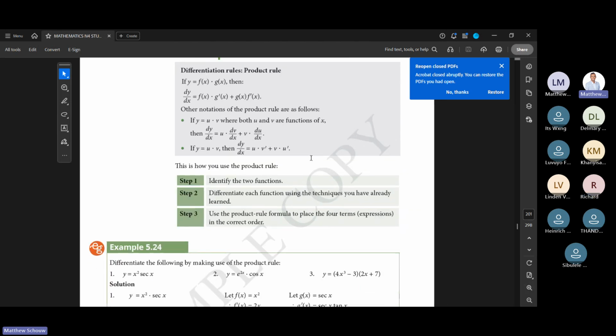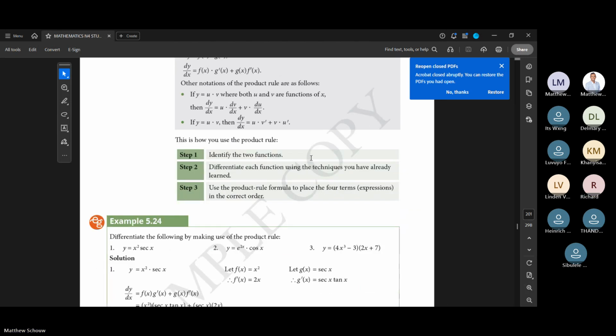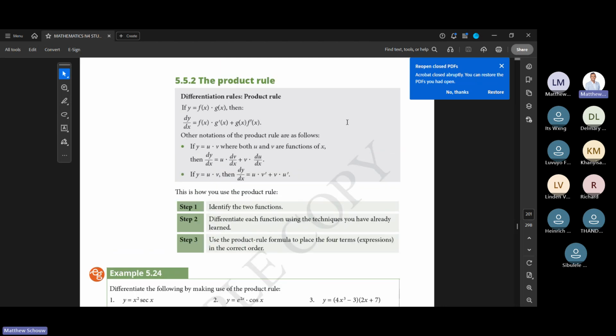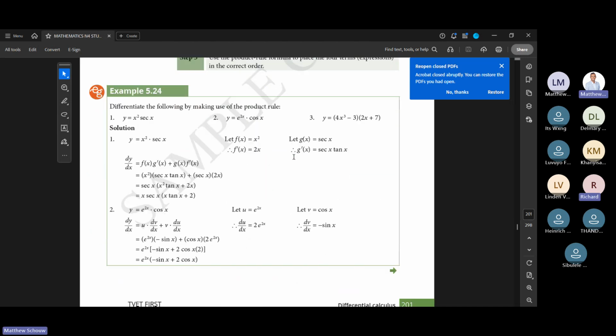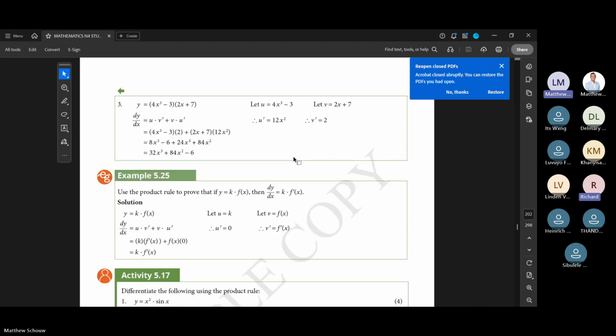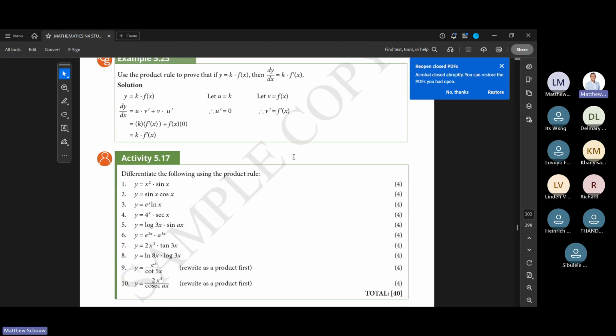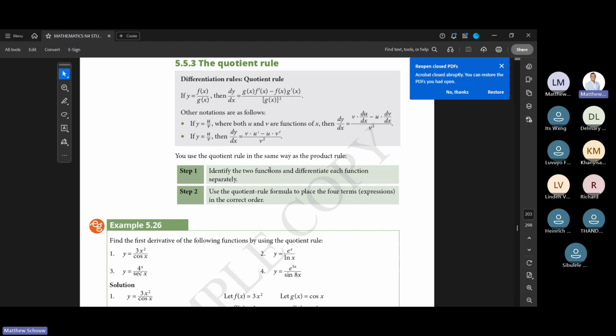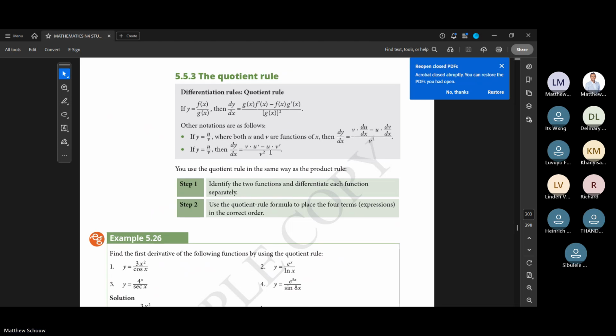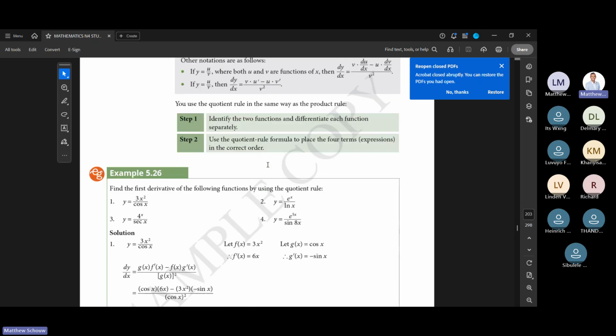Are we all familiar with the product rule? How to do it? Colleagues, can we all do the product rule? Do you know how to use it? Yes, I'm okay with it. I'm also okay with it. You're all okay with this, right? And you understand the quotient rule as well? Is that fine? We can do one or two of the quotients.